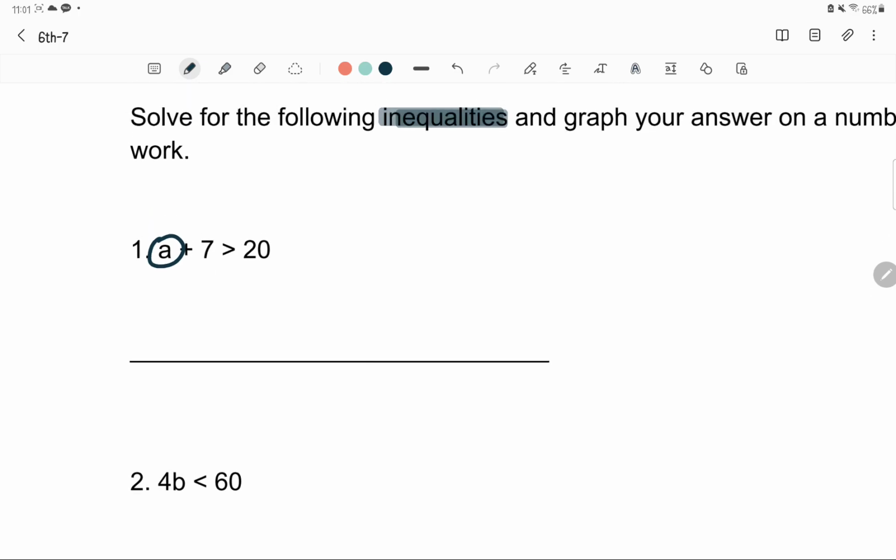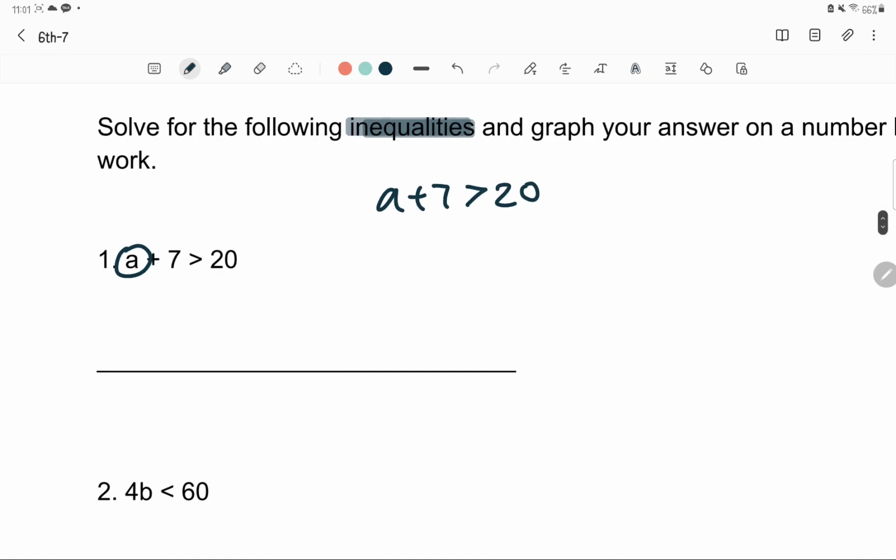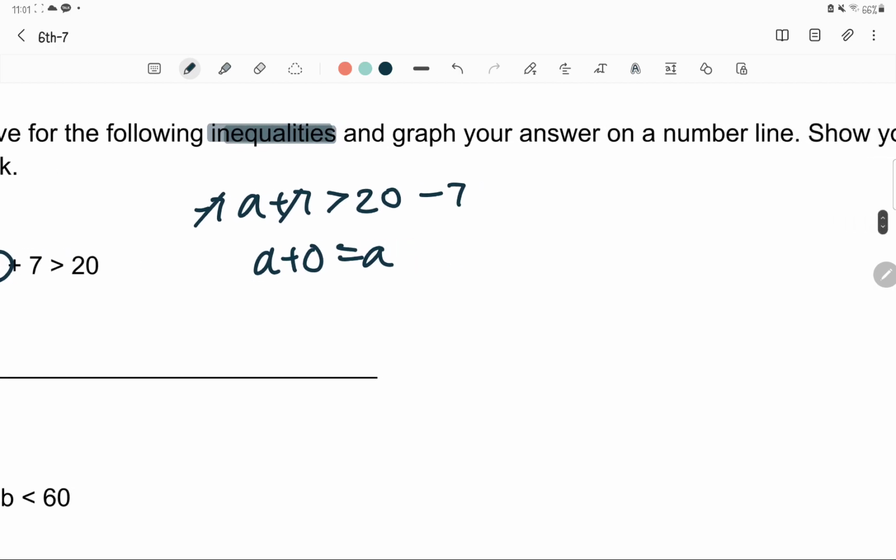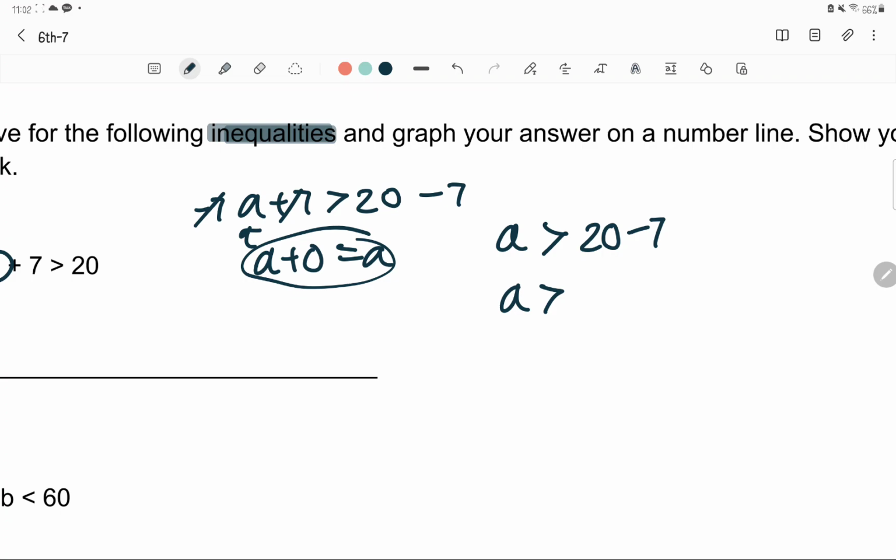So for this one, a plus 7 is greater than 20, right? In order to get the a by itself, you just have to subtract 7 on both sides. And 7 minus 7 is just 0, and a plus 0 is just a, right? So we can rewrite this as a is greater than 20 minus 7, and a is greater than 13. 20 minus 7 is just 13.